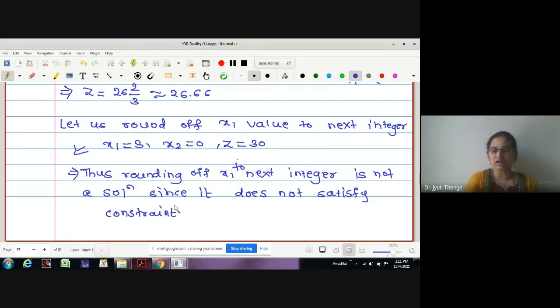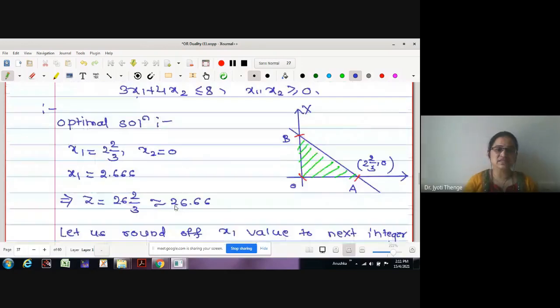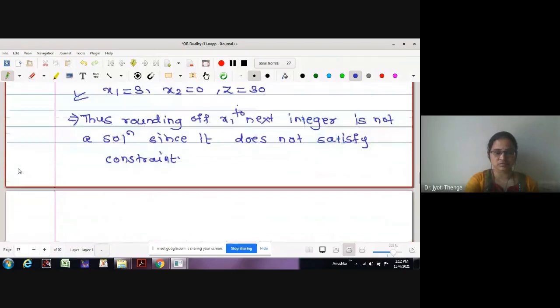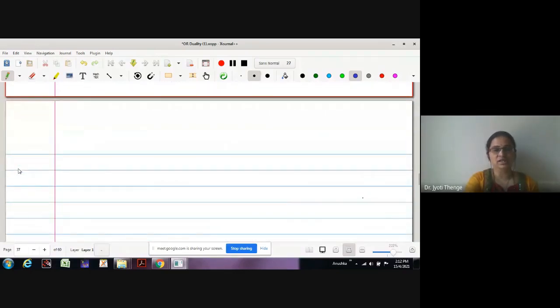What is another alternative with us? As this x1 value lies between 2 and 3, we have done one part. We rounded off the value of x1 to 3, which gives us that it is not a solution because it is not going to satisfy the constraint. Now let us use another option. Let us round off the value to the previous integer. Actually, it is called rounding down.